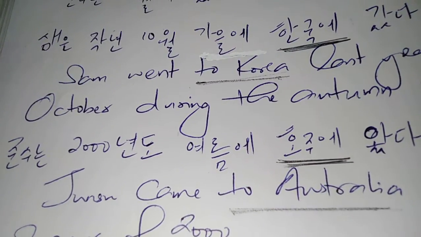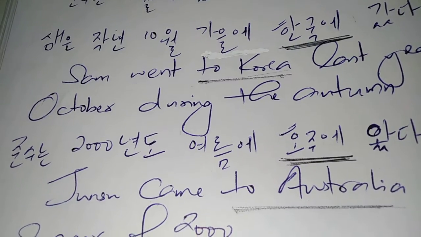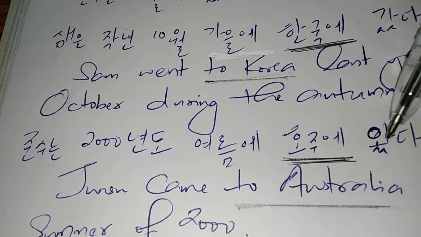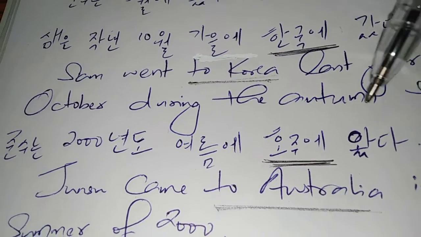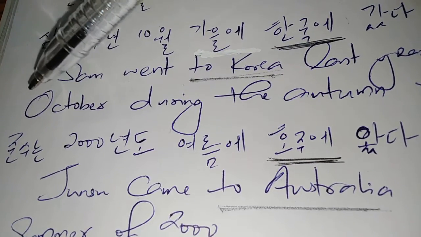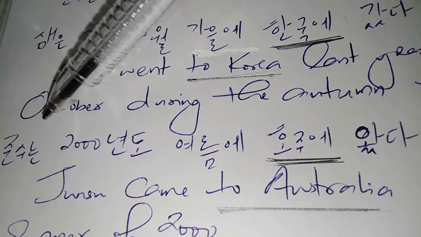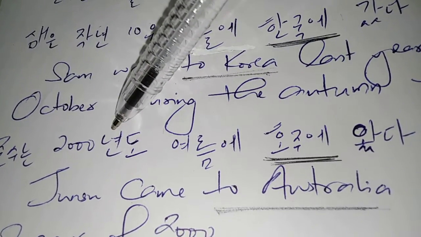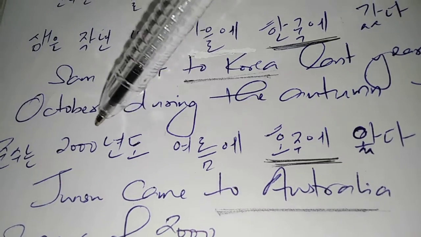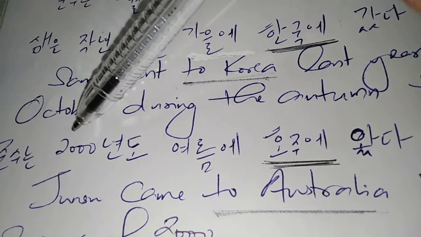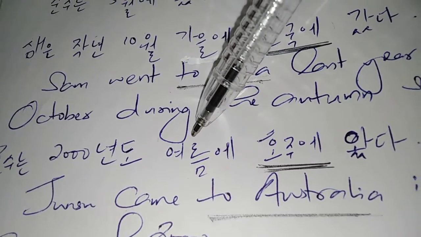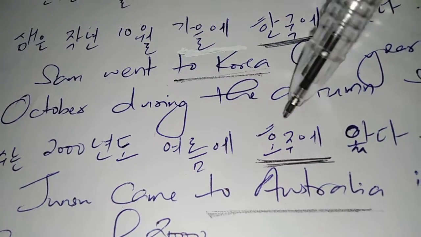The next one, once again our subject is 준수. So 준수는 2000년도 여름에 호주에 왔다. So 준수, then 2000 means, as I told earlier, 2000. 년 means year. 2000년도. So in the year 2000, 여름 means summer.